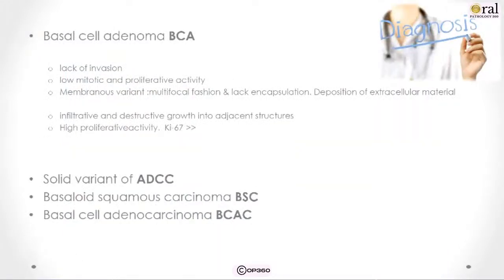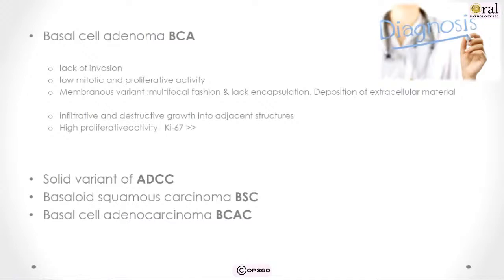If we want to summarize what we have found so far based on immunohistochemical and histomorphological findings, and summarize the list of benign and malignant tumors based on our findings, we may come across basal cell adenoma in the benign category and 3 tumors in the list of malignant ones: solid variant of adenoid cystic carcinoma, basaloid squamous carcinoma, and basal cell adenocarcinoma.